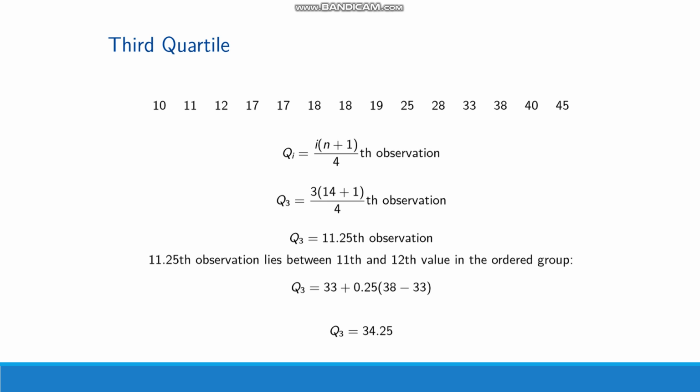The third quartile lies between the 11th and 12th observations. A quarter of the way to the 12th observation to be exact. We take the 11th observation value, it's 33, and add 1/4 of the difference between the 12th and 11th values. So this is how we define the third quartile value.